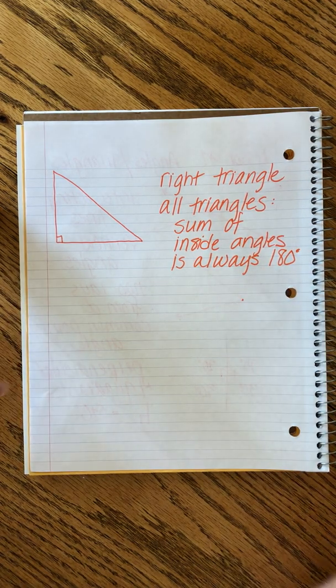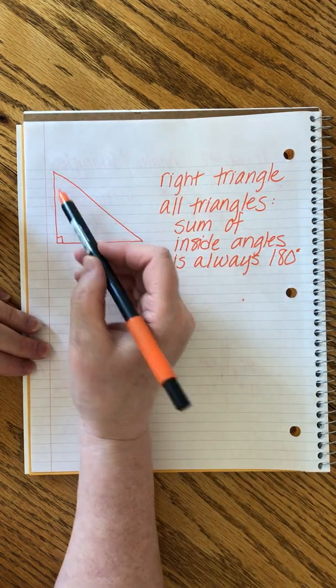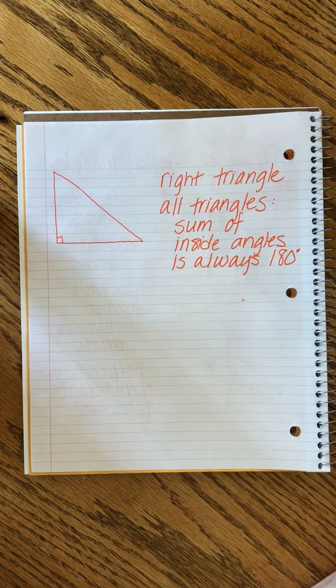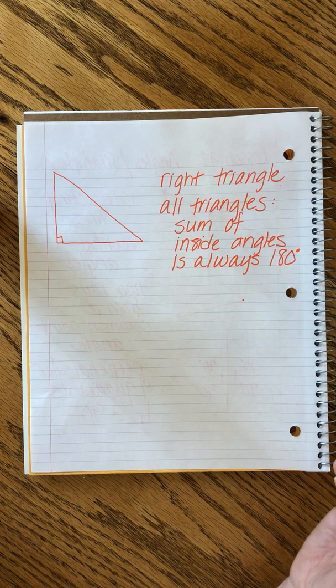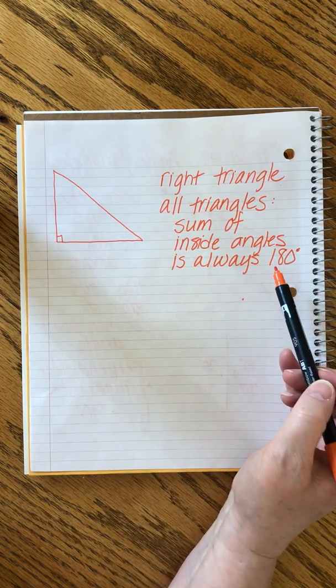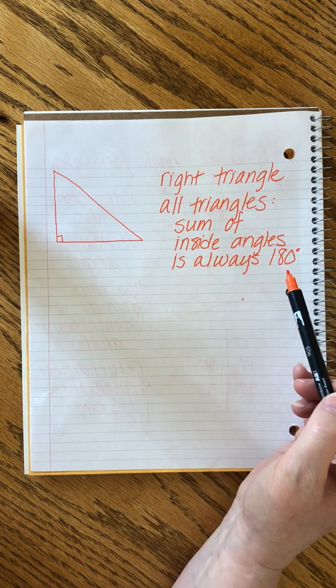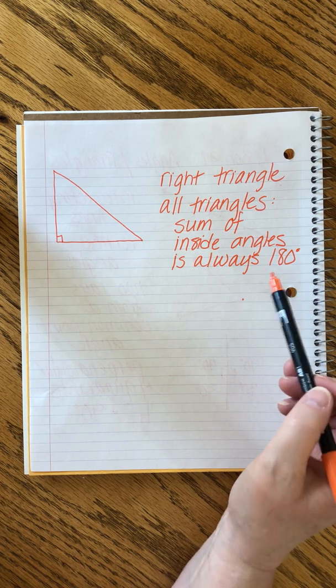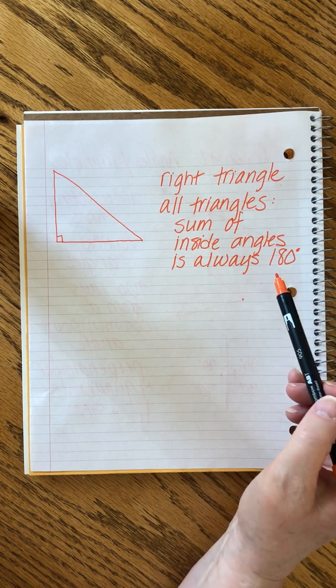For all triangles, if you add up the three inside angles, we call them interior angles, but they're the ones on the inside of the triangle. And I'll show you that there are exterior angles too. But if you add up the three inside angles, they always equal 180 degrees. That's very helpful. We want to remember that.